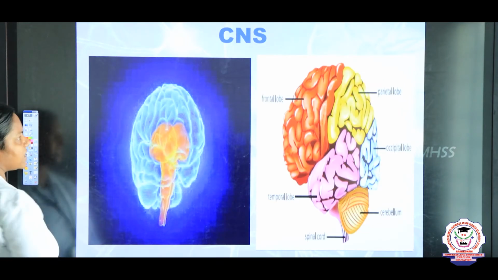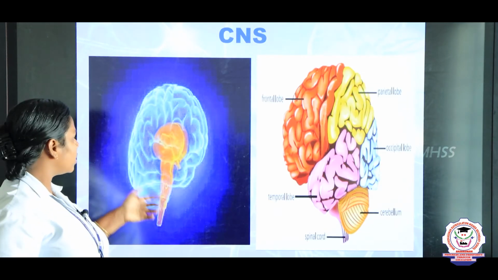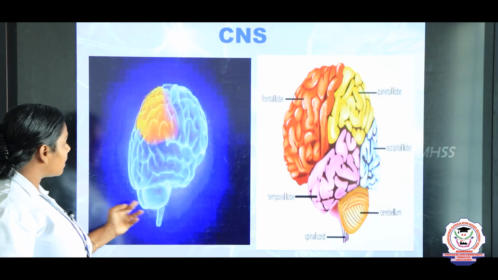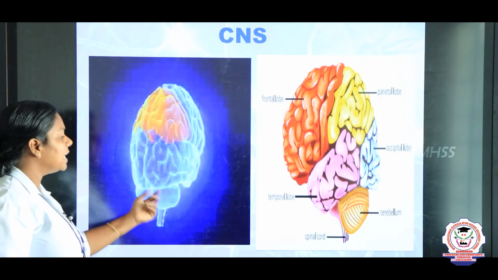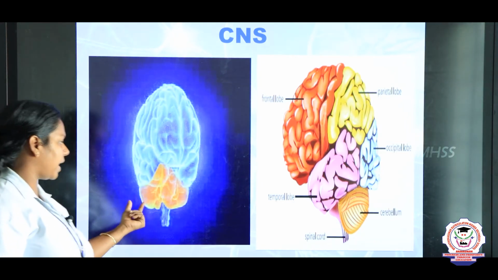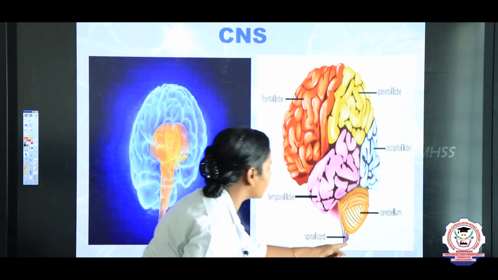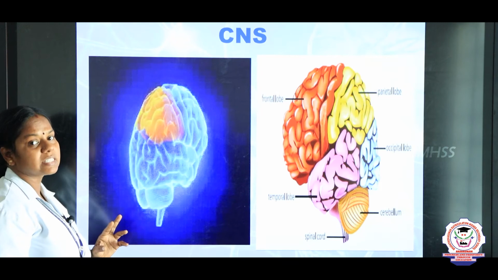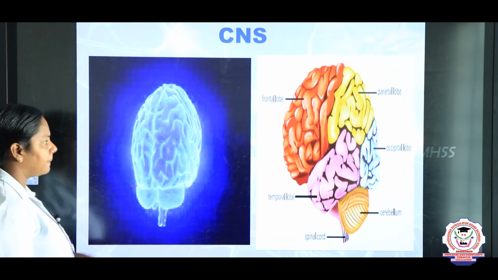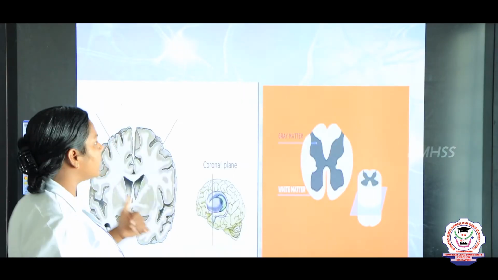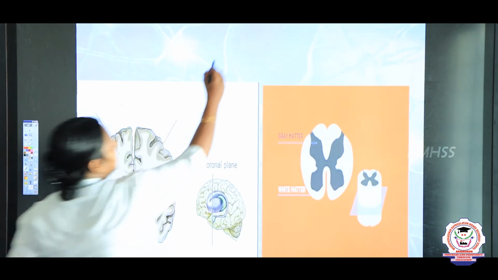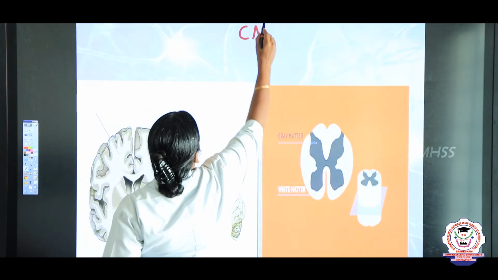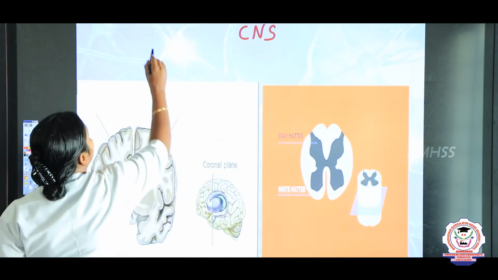And next we are going to study about the CNS. I told you that the CNS consists of brain and the spinal cord. Brain and the spinal cord, these two come under the central nervous system. So now we are going to study about the central nervous system. In that first we are going to study about the brain.